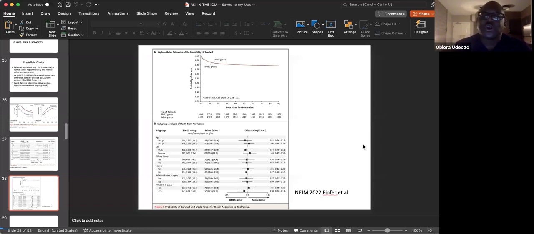Now, what we know for sure is do not use fluids like hetastarch or those types of IV fluids in the ICU. They have been associated with increased AKI. Now you can use albumin, but albumin is very expensive and it should be reserved only for certain patients. For example, liver cirrhosis patients who are volume overloaded and have a very low albumin level.